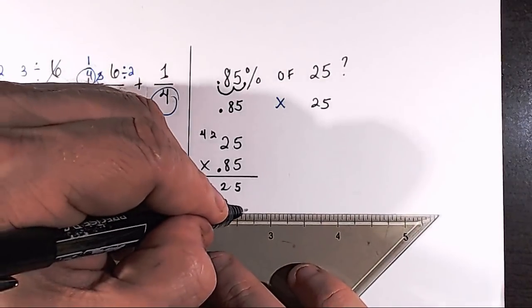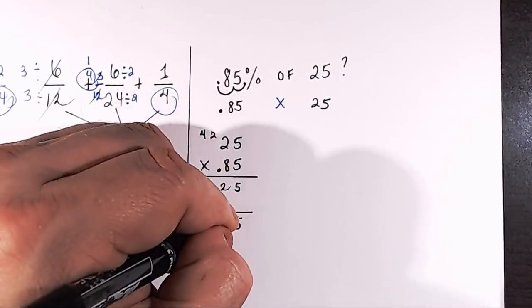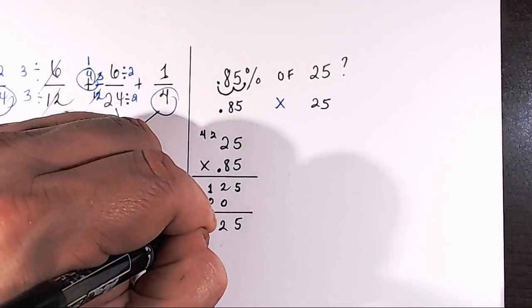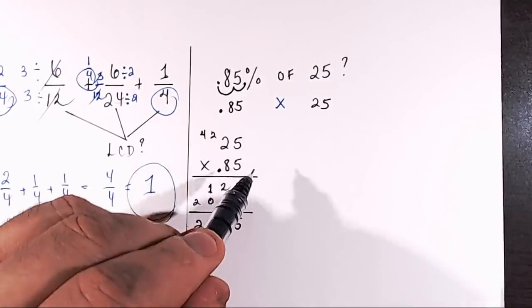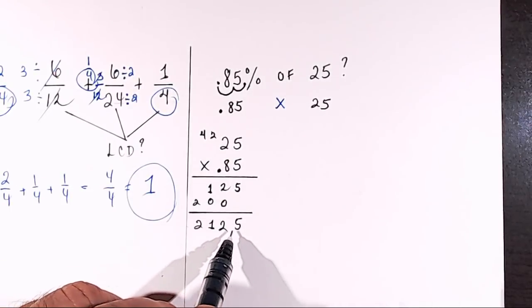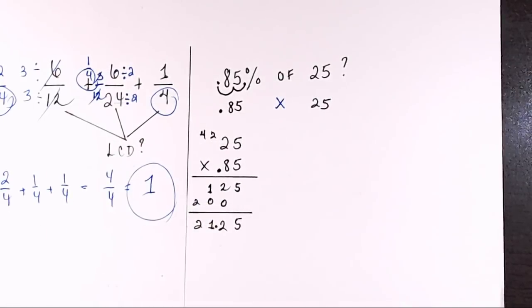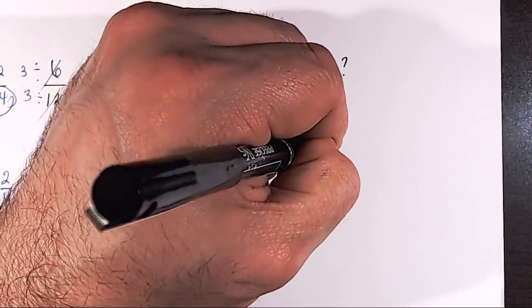Stack and add, like that. Bring down the 5. 2 plus 0 is 2. 1 plus 0 is 1. And 2. I got 2125, but I've got this little decimal, so I come over 2 places from the right and put a decimal. 21.25. Okay, so I have 21.25.